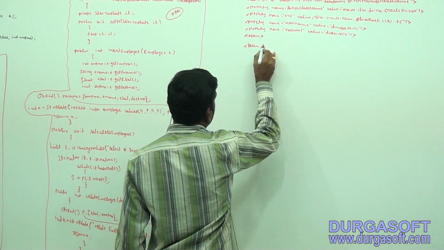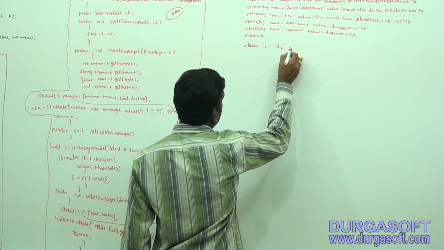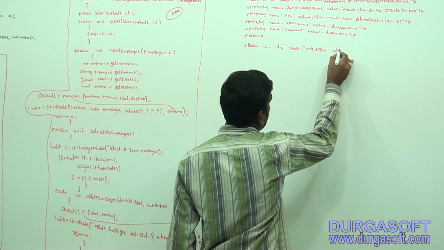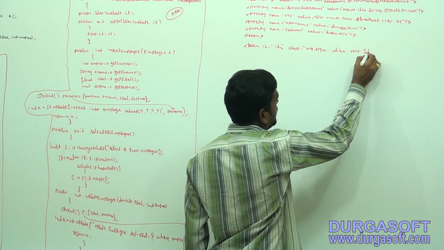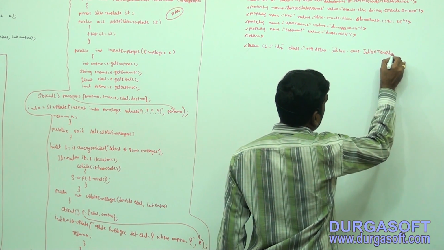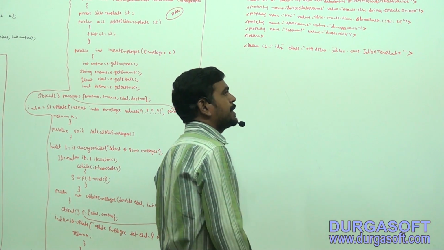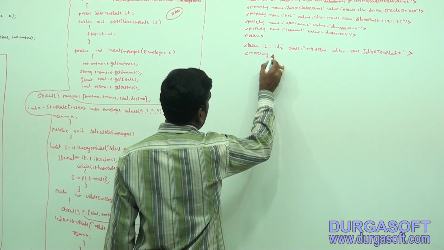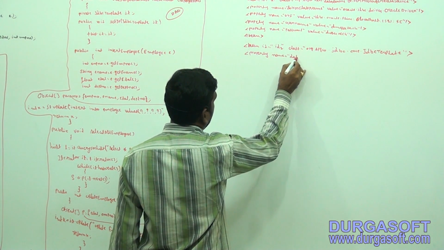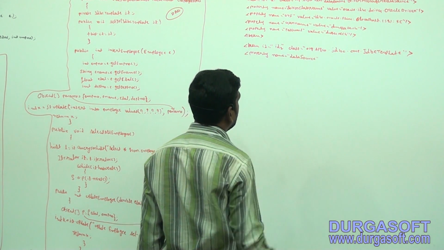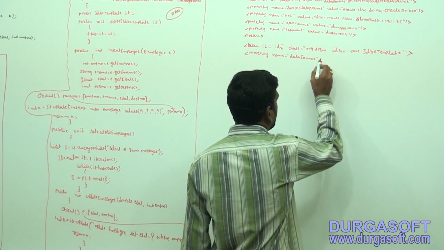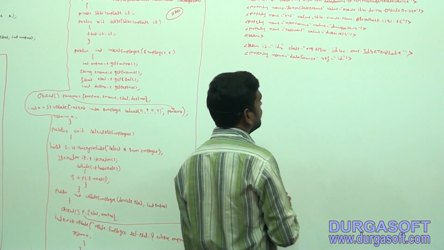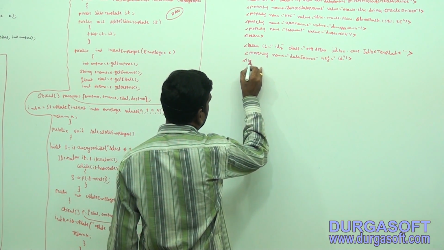Bean id is equal to id2, class is equal to org.springframework.jdbc.core.JdbcTemplate. This is supported by the setter injection as well as constructor injection. Now we have to take any one of the approaches. Property name is equal to dataSource, then ref is equal to id1. The next close the bean.